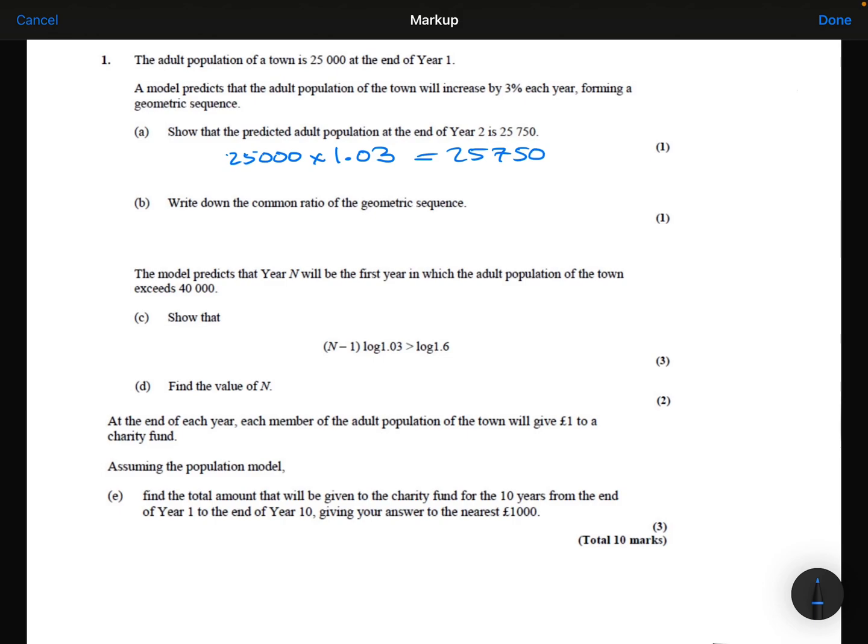Part B, write down the common ratio of the geometric series. Well, the common ratio is the 1.03. That's what I'm going to be multiplying by each time to increase something by 3%.